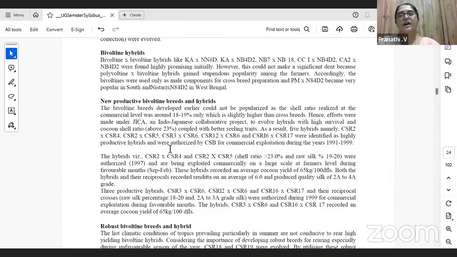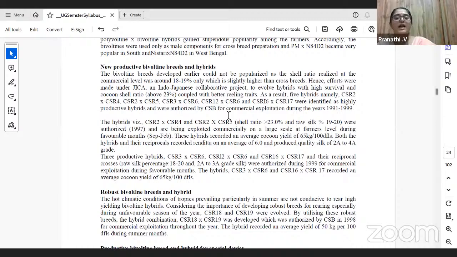As a result, five hybrids, that is CSR2, CSR4, cross was there. CSR2, CSR5, CSR3, and CSR6, CSR12, CSR6, and CSR16 and CSR17 were crossed with each other, and they were identified as highly productive hybrids and were authorized by the CSB, or Central Silk Board, for commercial exploitation. But this was around the 90s, 91 to 1999. So this is one thing.